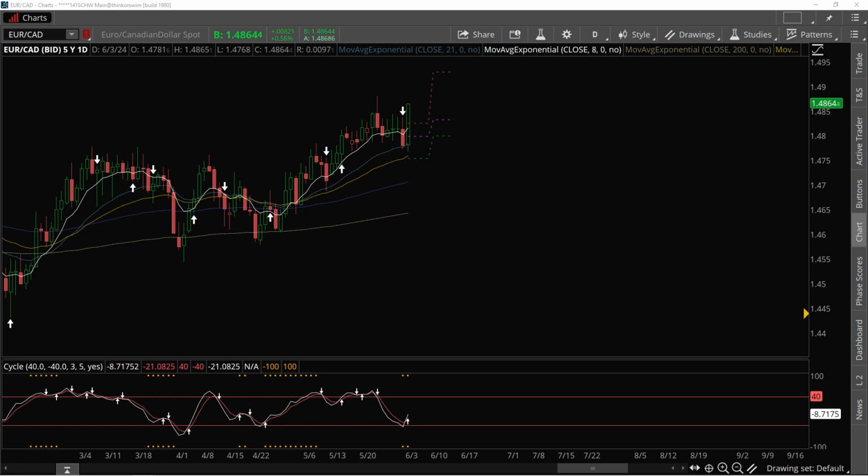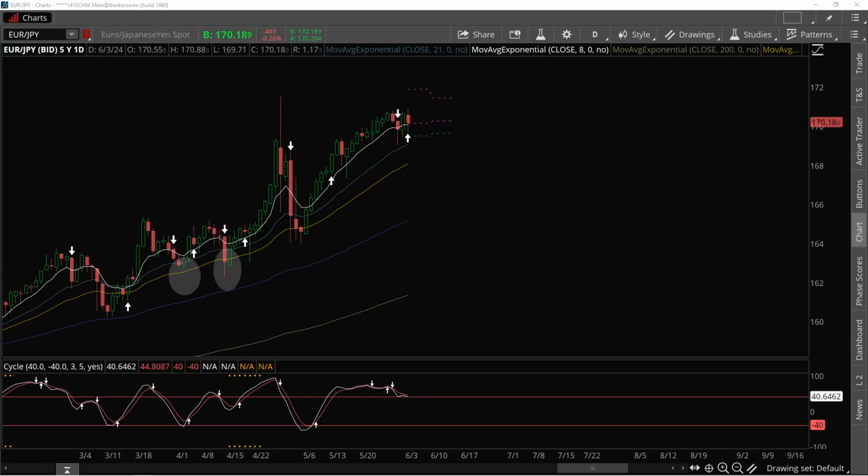Both of them have interest rate decisions this week. Stay out of this pair. Euro yen, same thing. You're coming up against your quarterly R2, and you've got a rate decision. Expect some volatility. Nothing to really do this week.